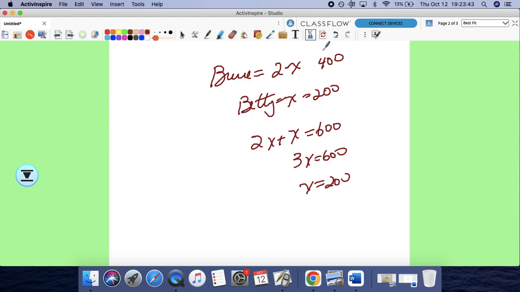What percent of the 600 bottles did Bruce recycle? Bruce recycled 400 out of 600, which becomes 2/3. Is there a 66 point? Yeah. So this is number 12, by the way. Sorry, it is G.